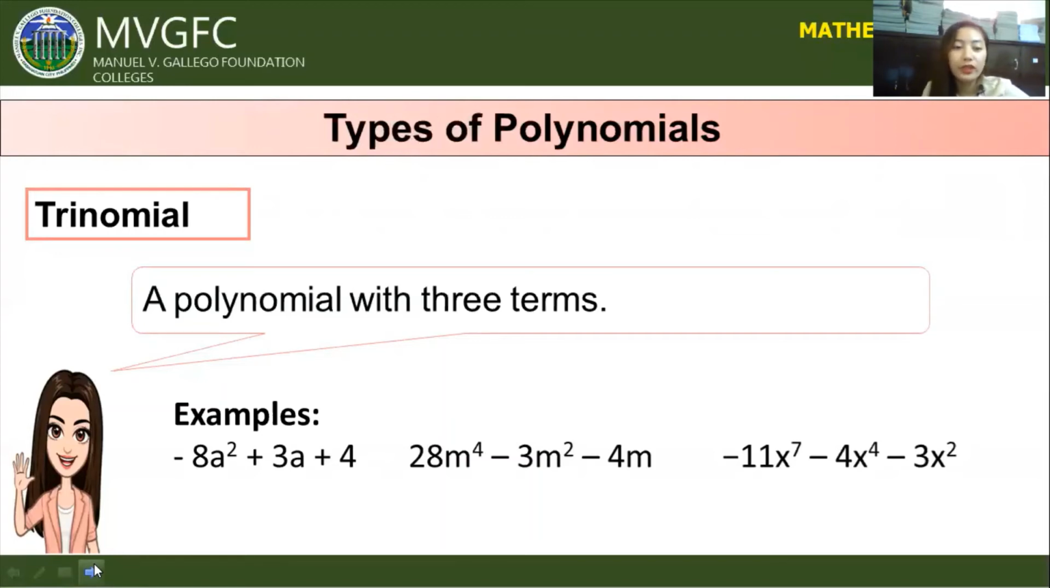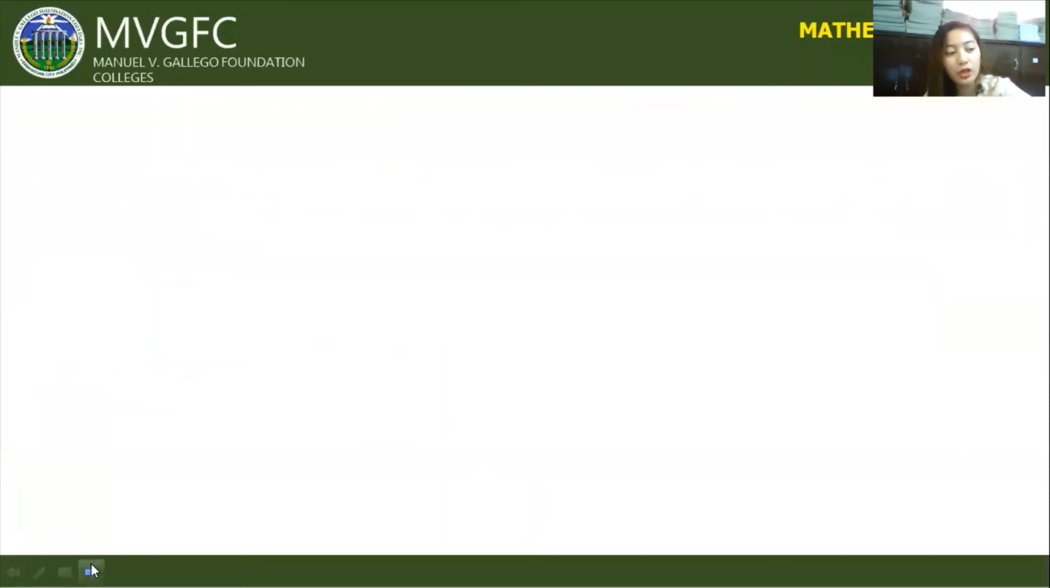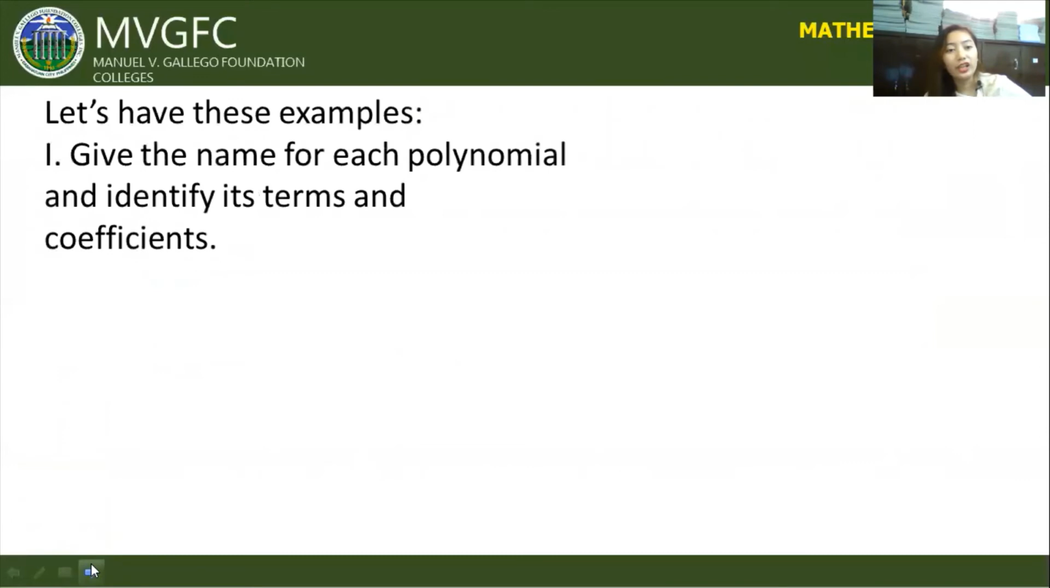So we have, for example, they are now being separated into two operations. Okay, 1, 2, 3, 1, 2, 3, 1, 2, 3. They are having three terms. So we have negative 8a squared plus 3a plus 4. We have 28m raised to 4 minus 3m squared minus 4m, or negative 11x raised to 7 minus 4x raised to 4 minus 3x squared. Okay, so we have the monomial, the binomial, and trinomial.